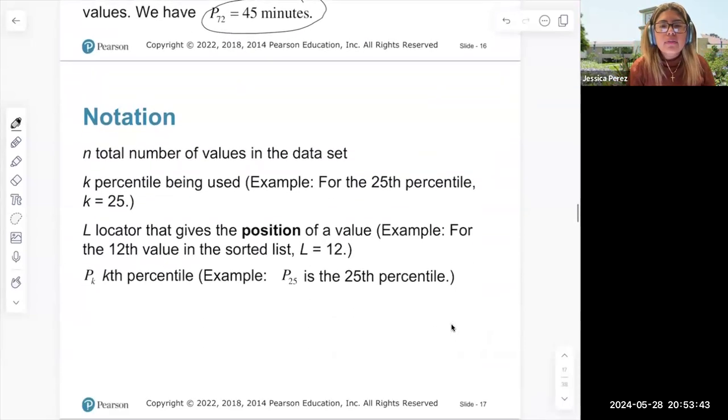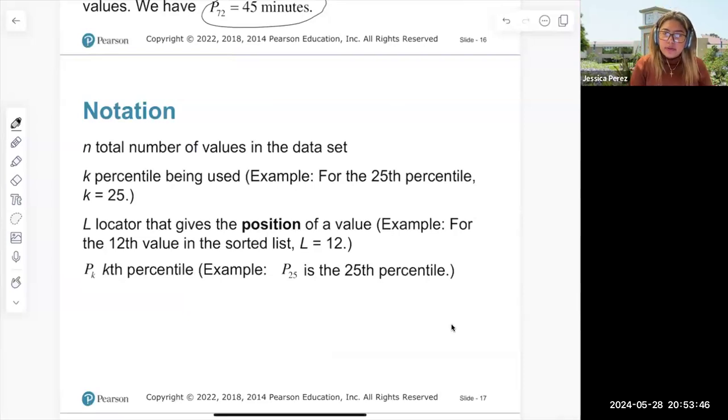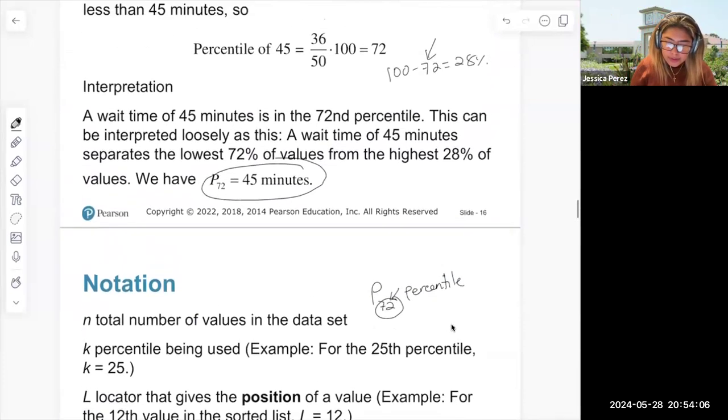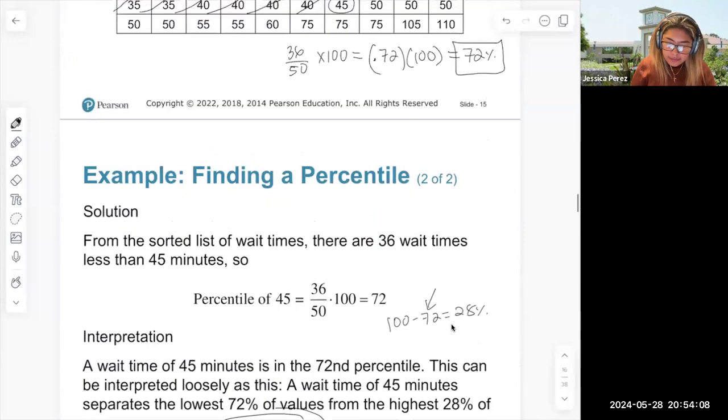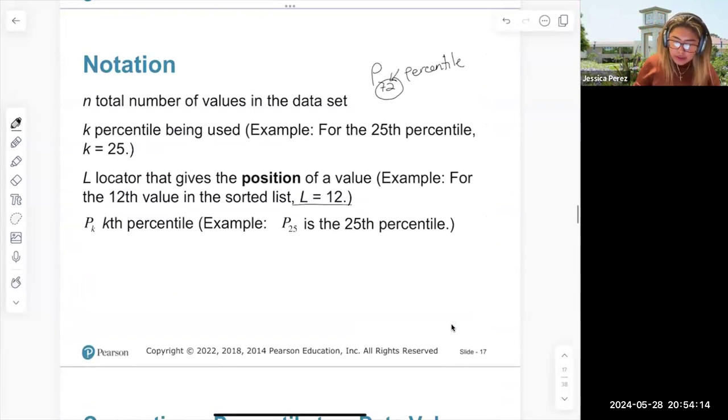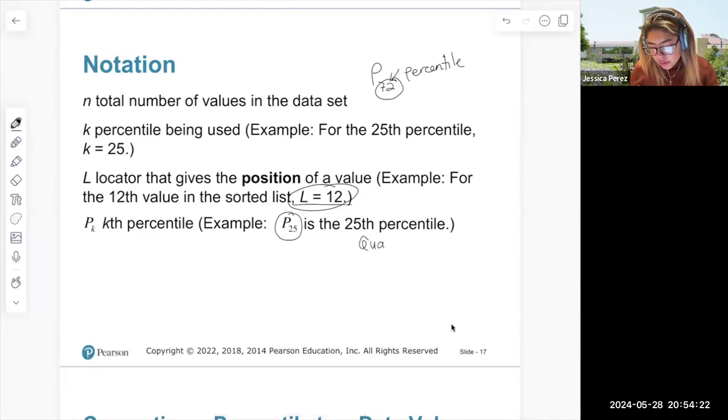And let's look at the notation for percentile. N is the number of total values in the set, so we had 50 in this case. K is the percentile, so we have P72. This little 72 is the percentile, represented by K. L is the locator, the position. We didn't count it here, but we would have to count the position it was in. So L12 would be the 12th position. P25 is the 25th percentile, also called quartile 1.